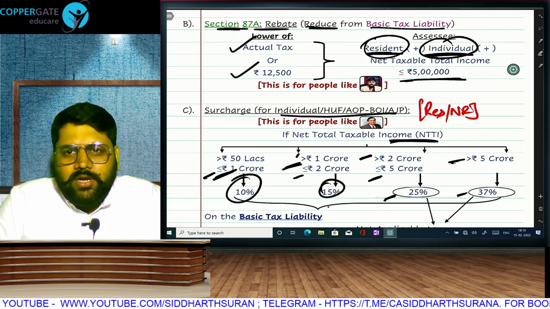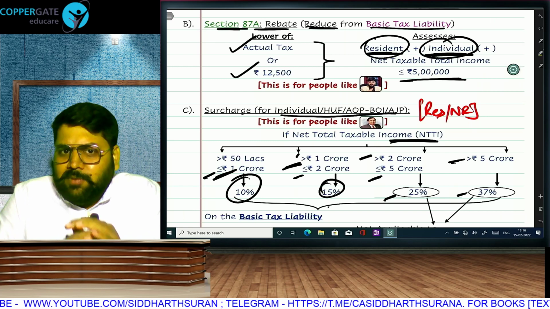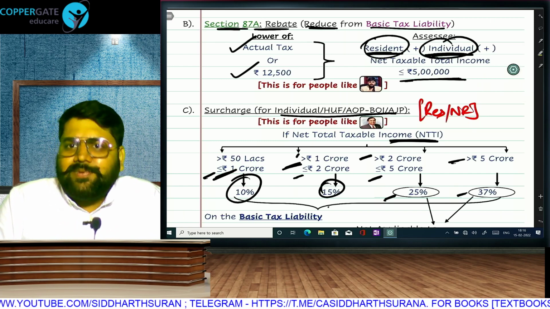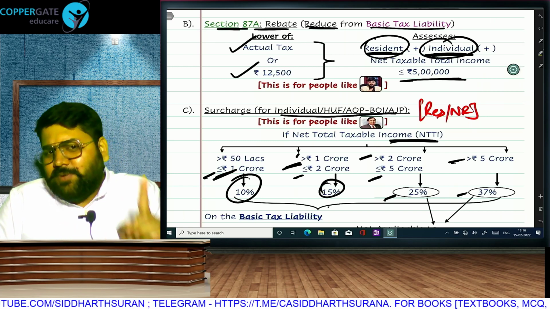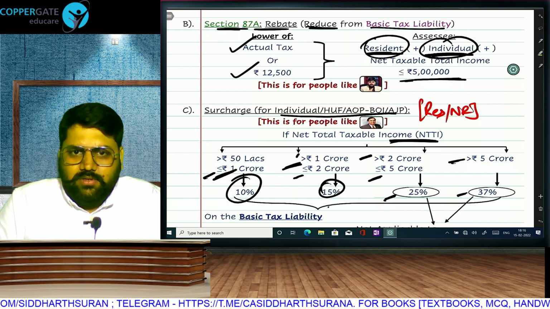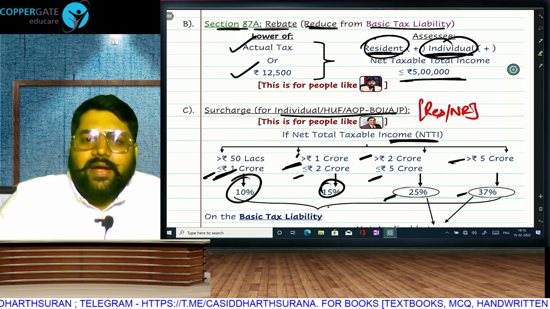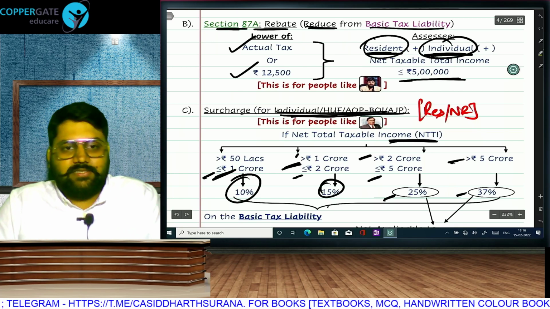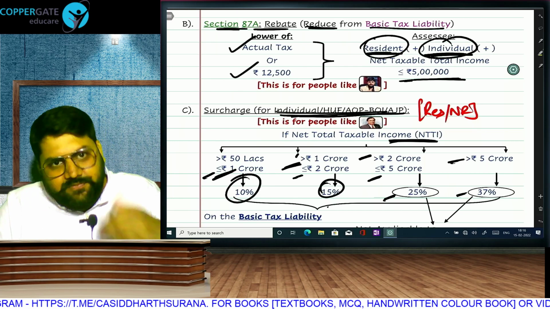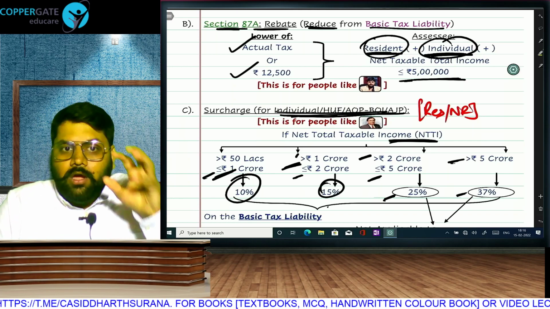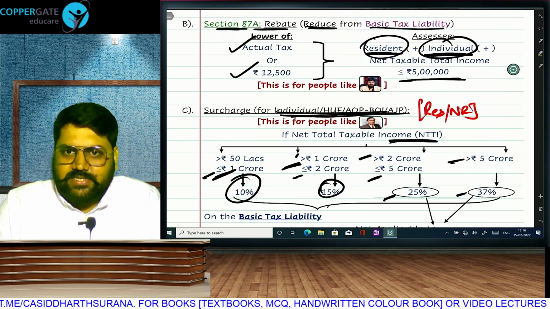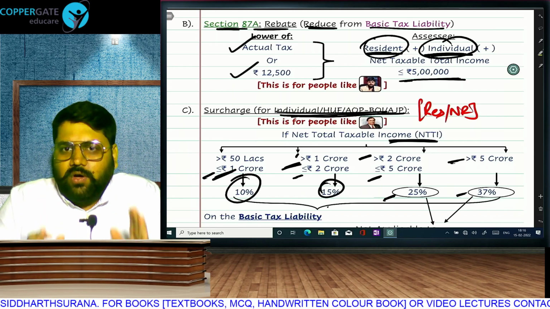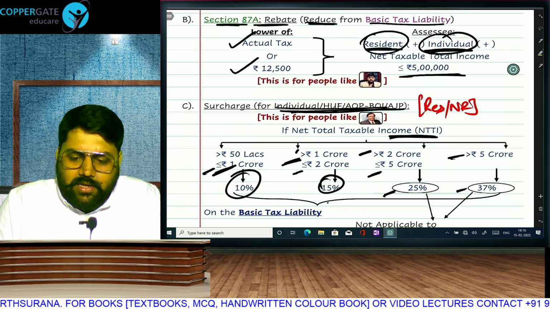Rebate is applicable only for individual. Surcharge is applicable for all assessees. Rebate is applicable only for resident. Surcharge is applicable for resident, non-resident, both. And what are the rates? 10, 15, 25, 37. For these assessees, these are the rates. Company rates we will discuss later with surcharge. Tax and rates both. Firm rates with surcharge we will discuss later. These rates are only for individual, HUF, AOP, BOI, AJP.